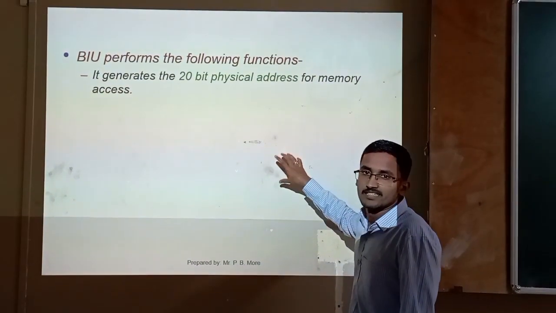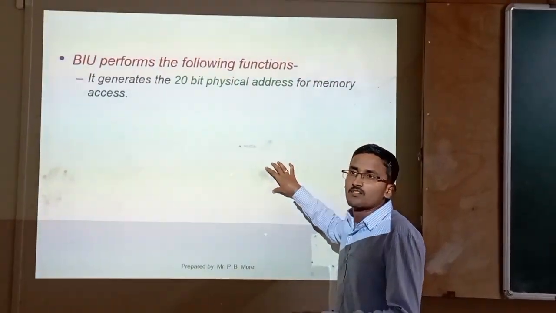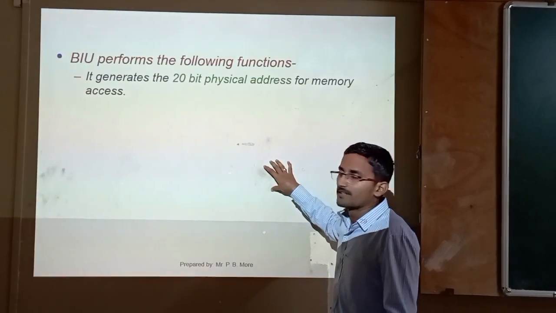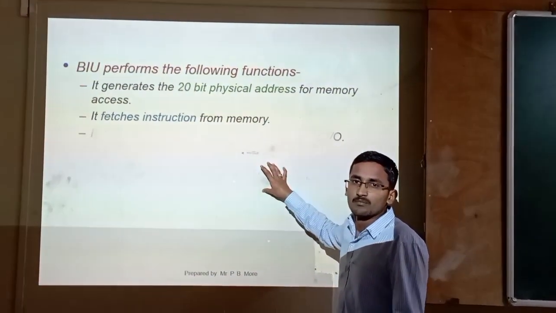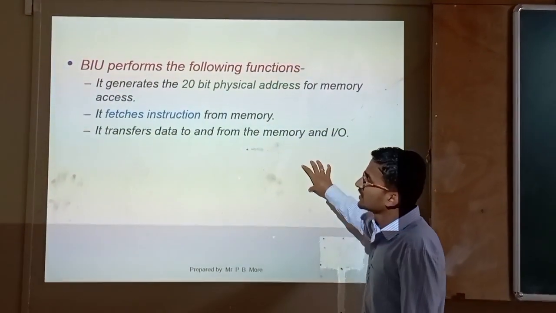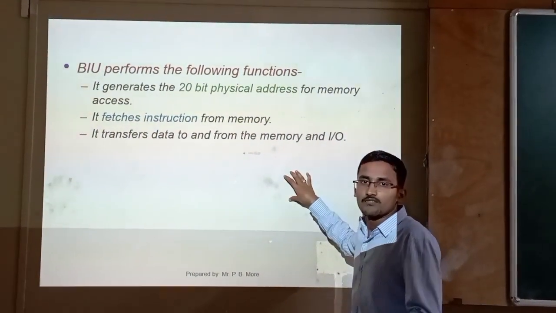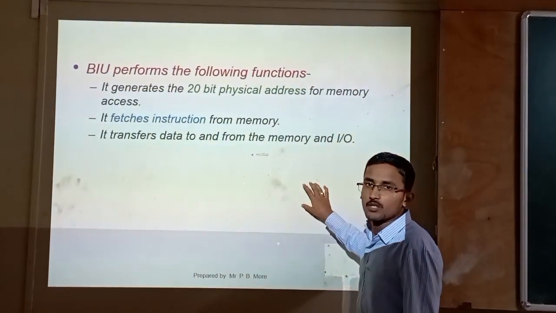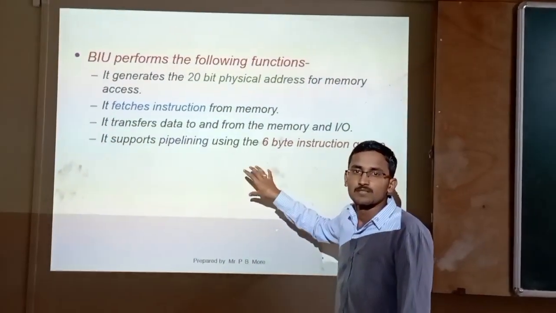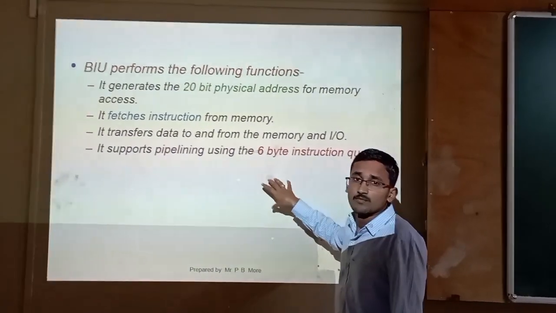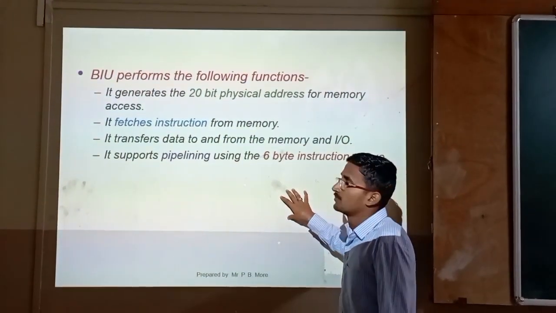Now we will see the functions of the bus interfacing unit. First, it generates the 20-bit physical address for accessing the memory. Next, it fetches the instruction from the given memory location. Third, it transfers the data to and from the memory and the input-output devices. And the last one is the main part, which is that it supports pipelining by using the 6-byte instruction queue.